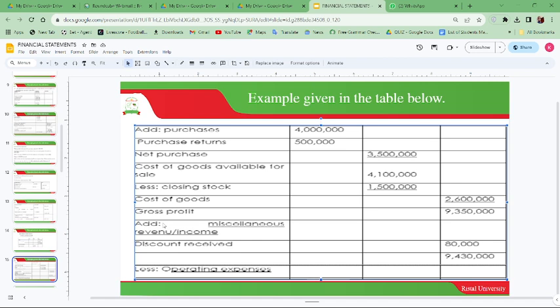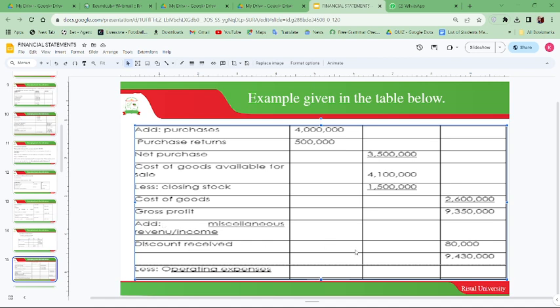When you get it in negative, it is gross loss. So after getting the gross profit, we add the miscellaneous income or revenue. So miscellaneous income or revenue, we have discount received.